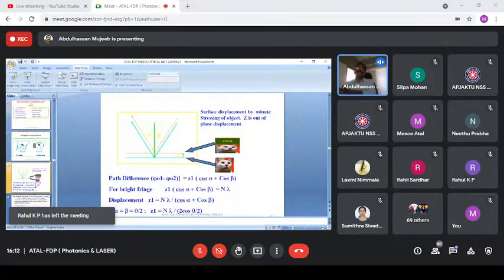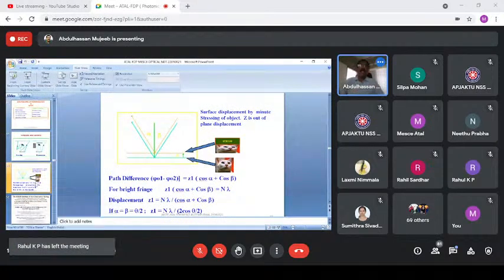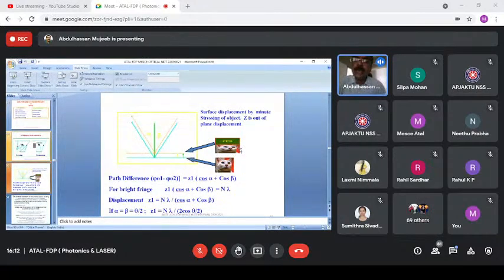In non-destructive testing with double exposure, initially we take the hologram of the object, the first hologram. In the second case, we simply stress the object. We load the object with a minute loading, either mechanical loading, as I told you, or temperature loading or vibration loading. When we stress the object, what happens? A path difference or a phase difference occurs.